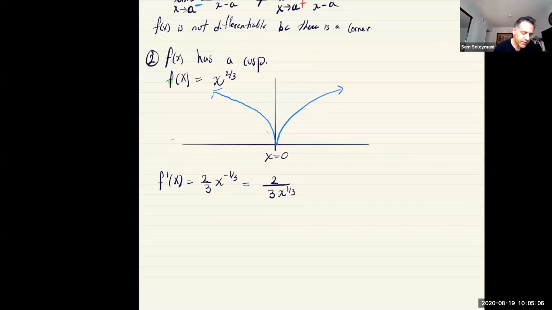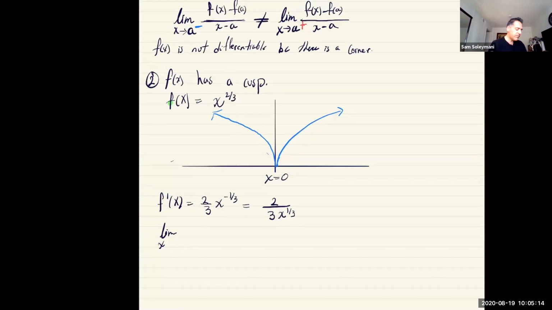Okay, so if you take the limit as, by the way, this has got nothing to do with the definition.